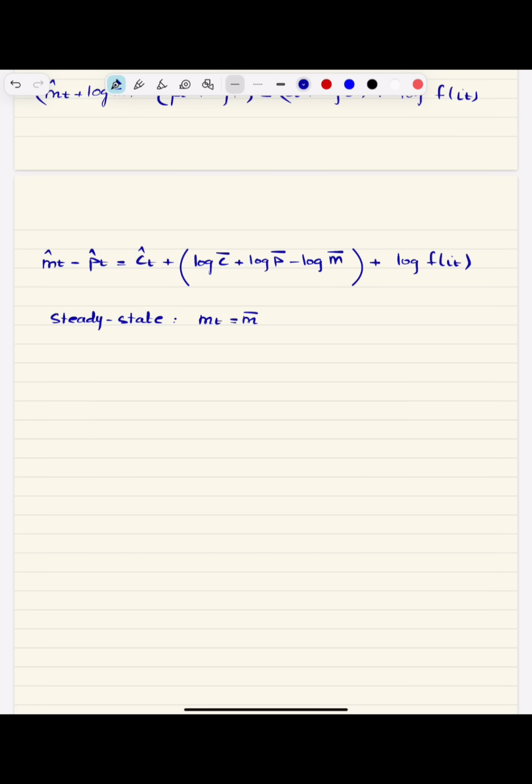Okay, and in the steady state, remember, in the steady state, all variables, so like m t is at its steady state value, p t is at its steady state value, consumption is at its steady state value. Therefore, there is no deviation from the steady state. Therefore, m hat t is equal to 0, p hat t is equal to 0, c hat t is equal to 0.